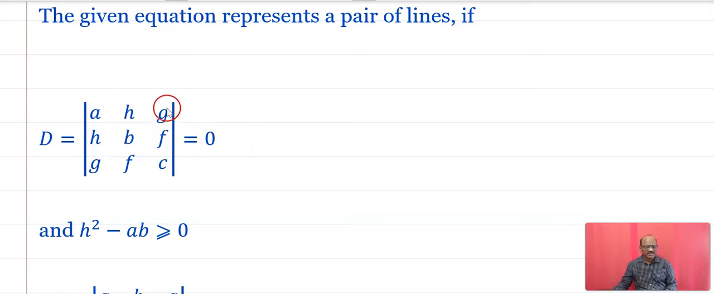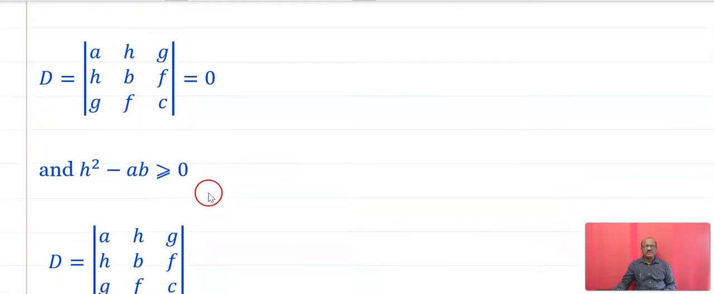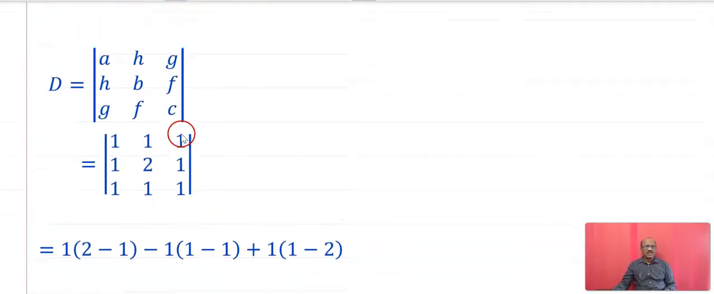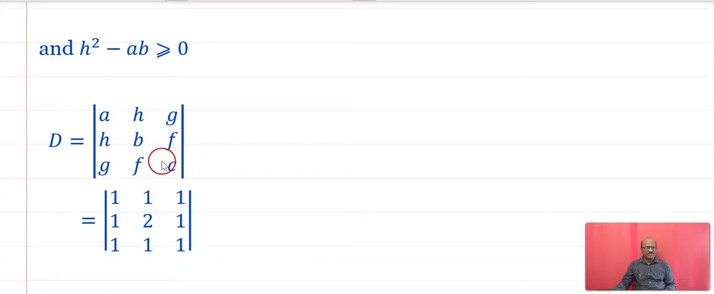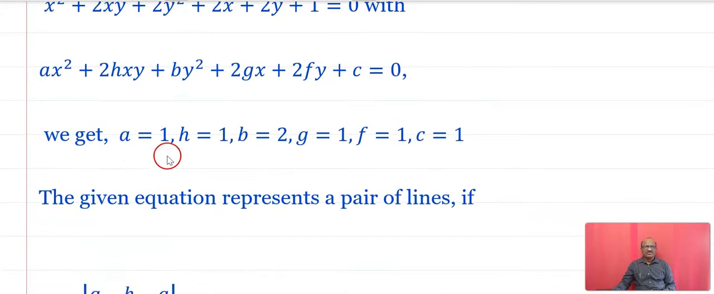Symmetrical matrix H, H, G, G, F, F, and h square minus ab is greater than or equal to 0. If we substitute the values of a, b, c, f, g, h, that is 1, 1, 1, 1, 2, 1, 1, 1, 1. These are the values. A is 1, h is 2, b is 2, g is 1.